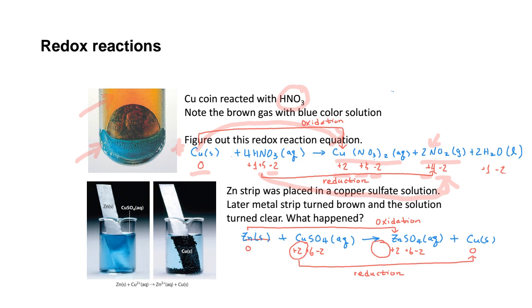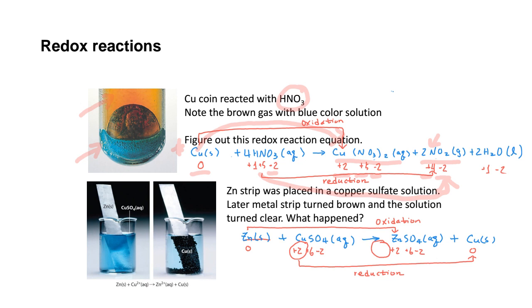So what happens is that as copper 2+ is reduced to copper metal, the concentration of copper 2+ in aqueous solution is decreasing. So the color of the copper sulfate solution is getting clear. And as copper 2+ is reduced to copper, that is the brown granules formed on the zinc metal strip surface.